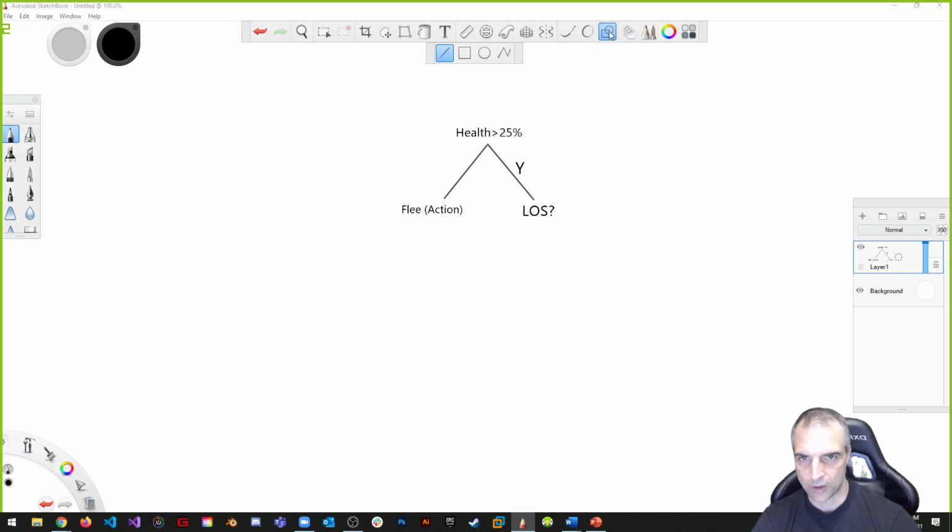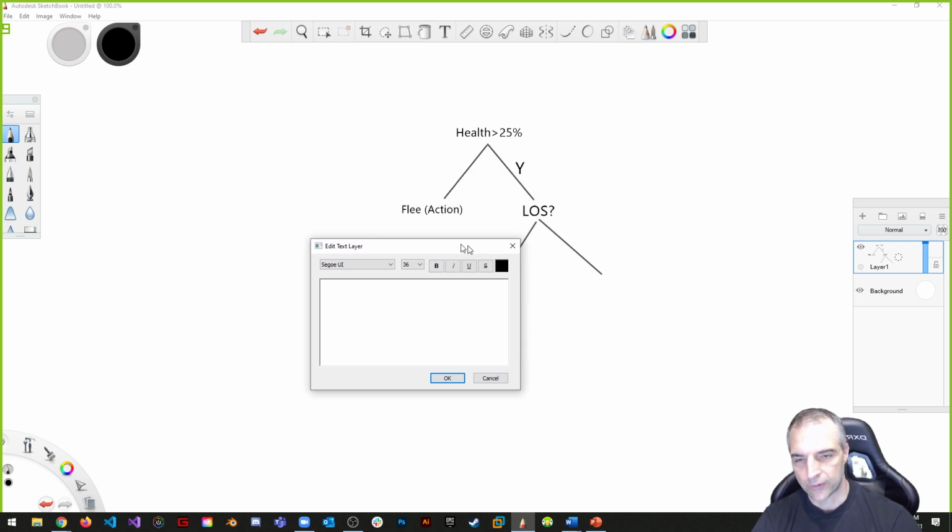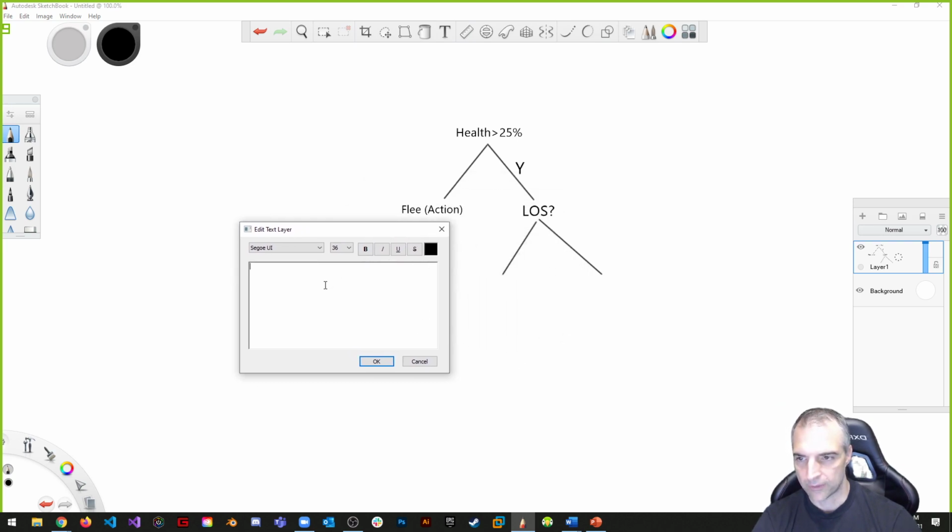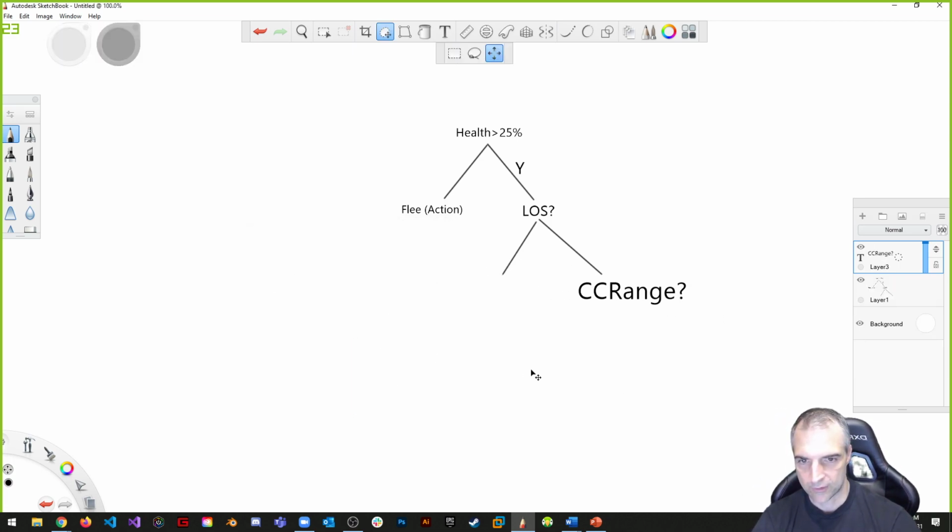then again, I'm going to draw the lines. So if I do, positive, we're going to go towards this direction. If I don't, negative, we're going to go towards this direction. I'm going to make this a little bit shorter on this side because we're on the inside. If I do have line of sight, yes. Okay, the next question is, cool, then am I within close combat range? So that's the next question I would ask.